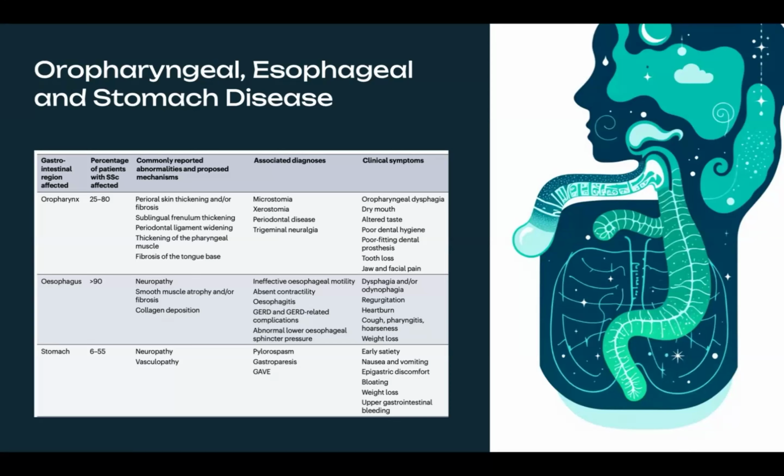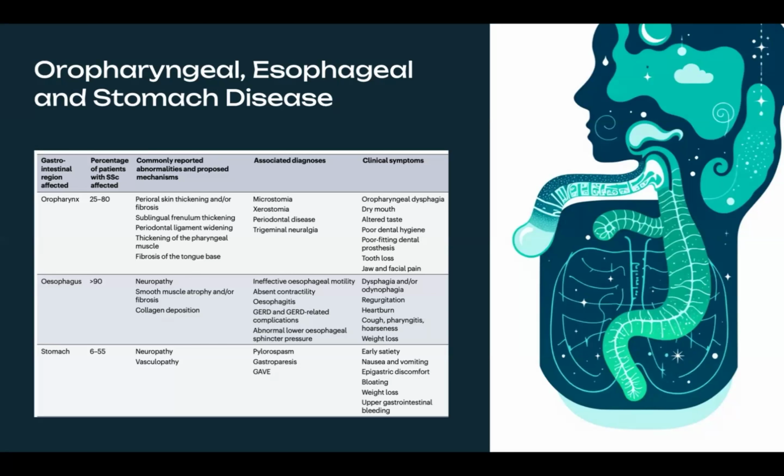And the TM joint can also be involved significantly. It is not just the microstomia which is disabling the mouth opening, but there can be associated TMJ involvement due to the condylar atrophy and the TMJ arthritis. So the patient predominantly presents with microstomia, xerostomia, and periodontal diseases, predominantly in the oropharynx.